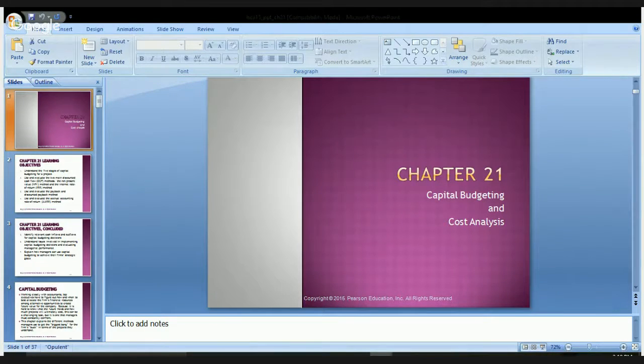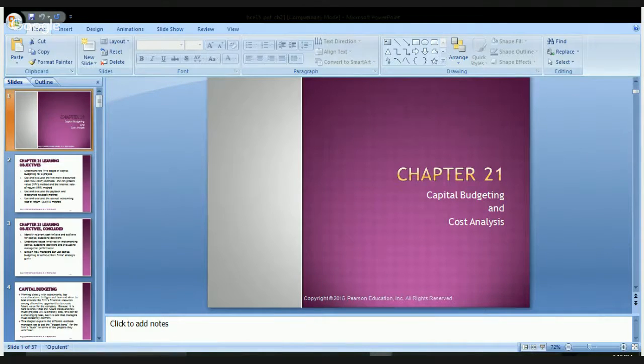Hello, everyone. Today we are going to be talking about Chapter 21, which is capital budgeting and cost analysis. The objectives for Chapter 21: we will learn about capital budgeting and cost analysis.